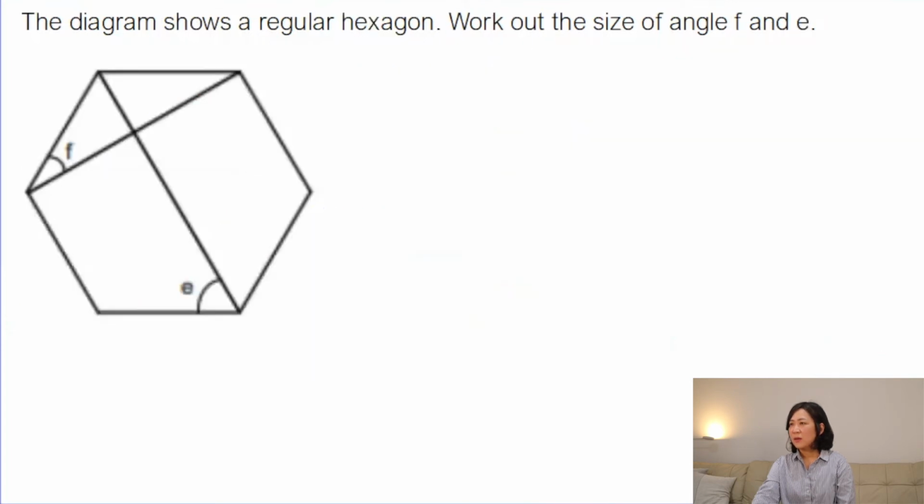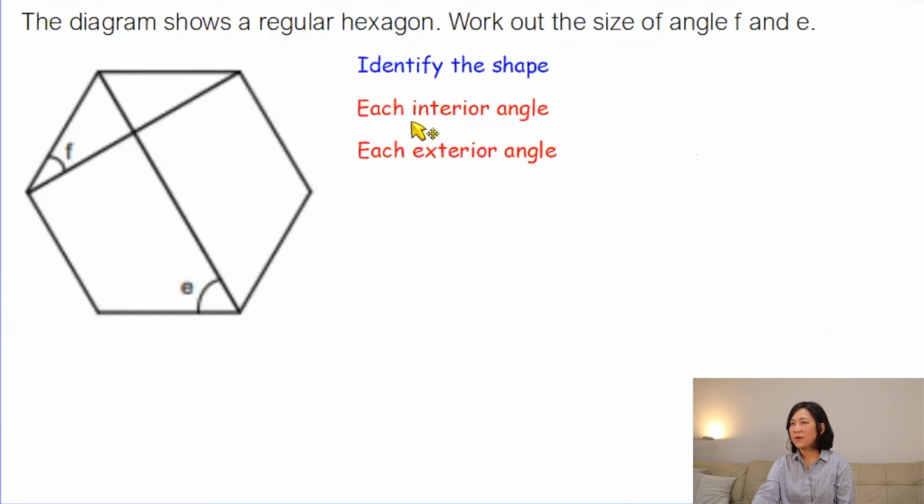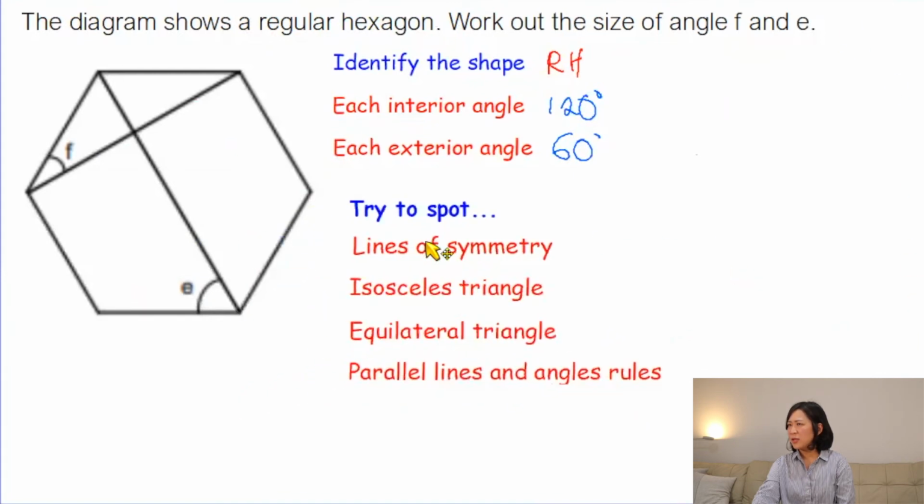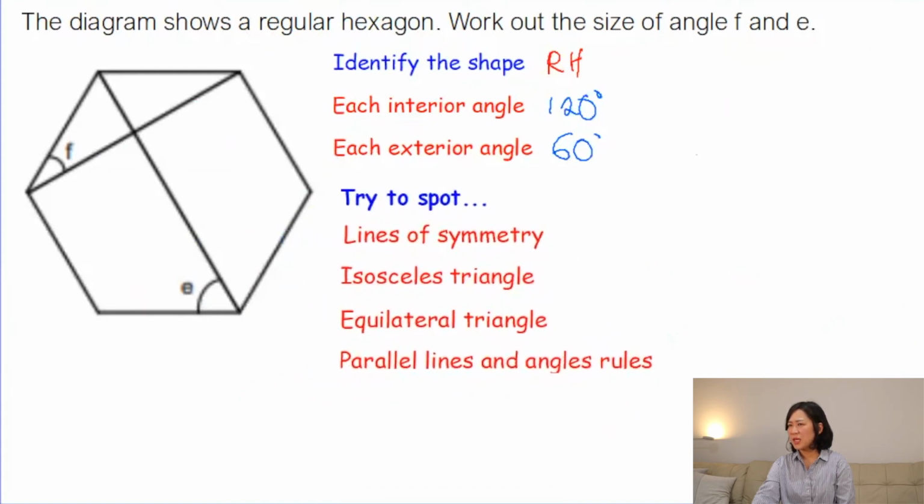Then always begin with identifying the shape. It's a regular hexagon. Now the interior angle is 120, the exterior angle will be 60. Then now, do you think you can solve using only the exterior and interior angle? No. Then try to spot these things.